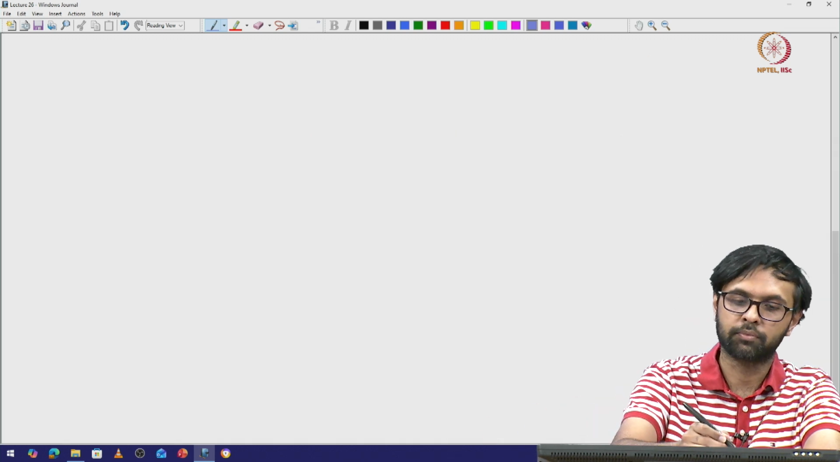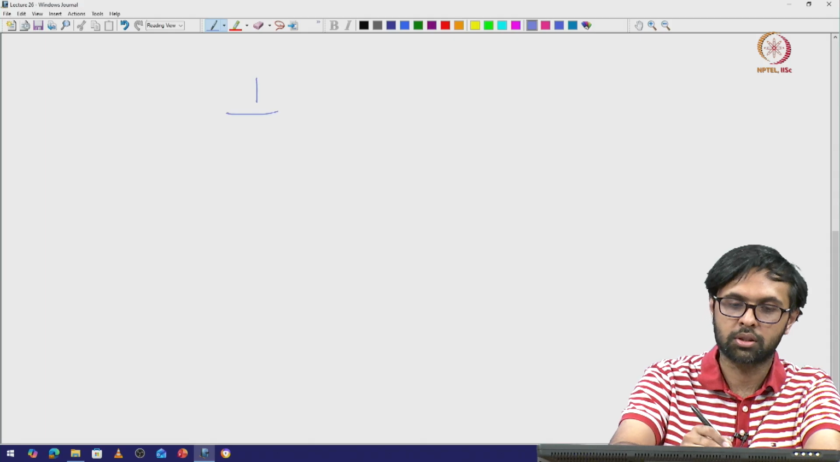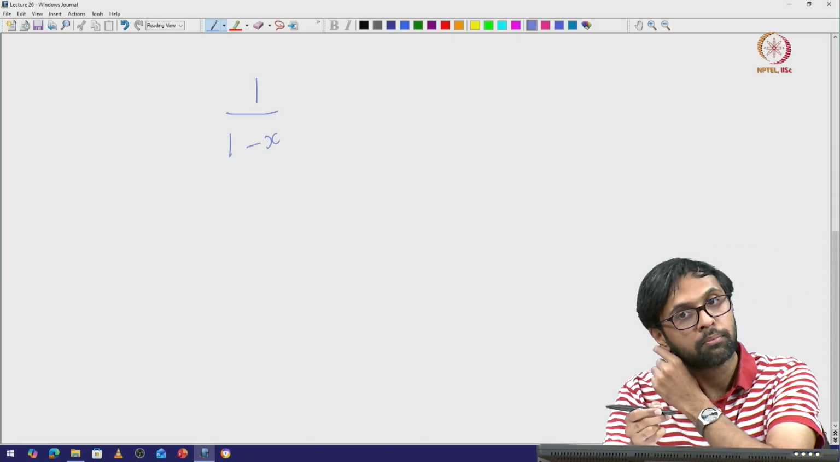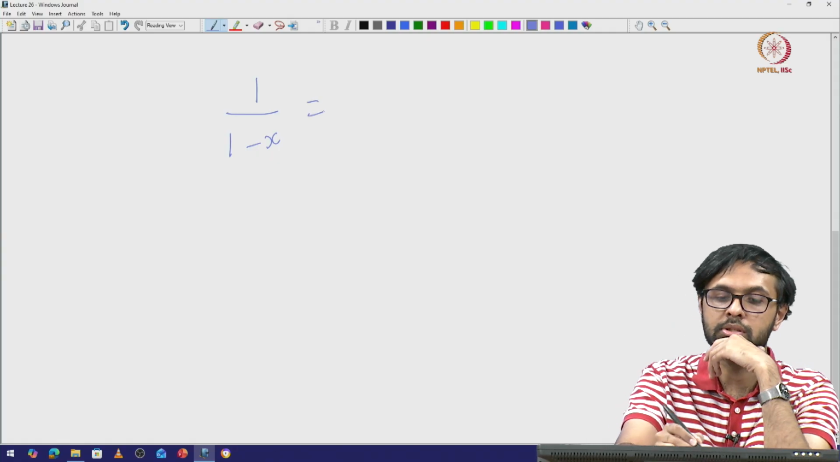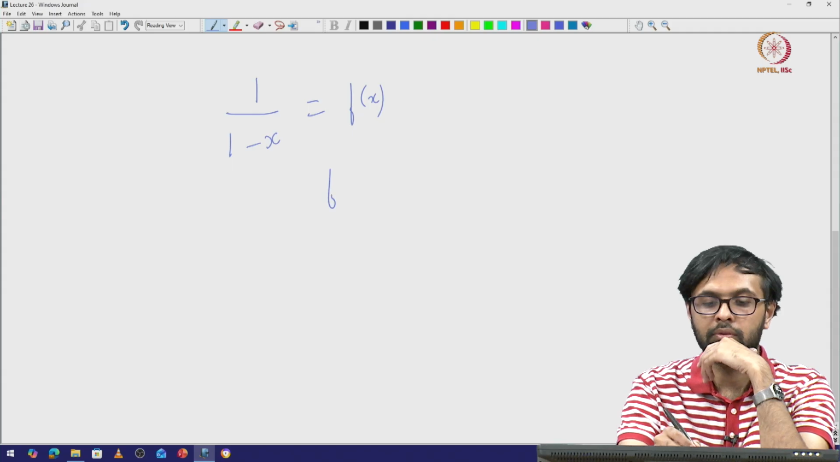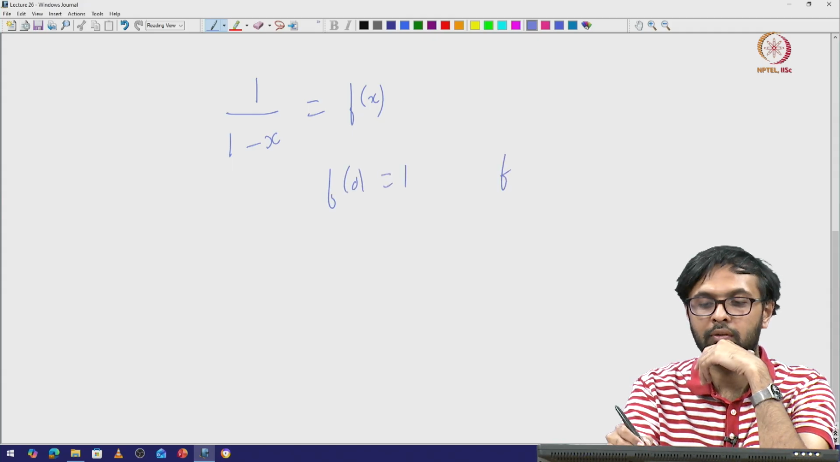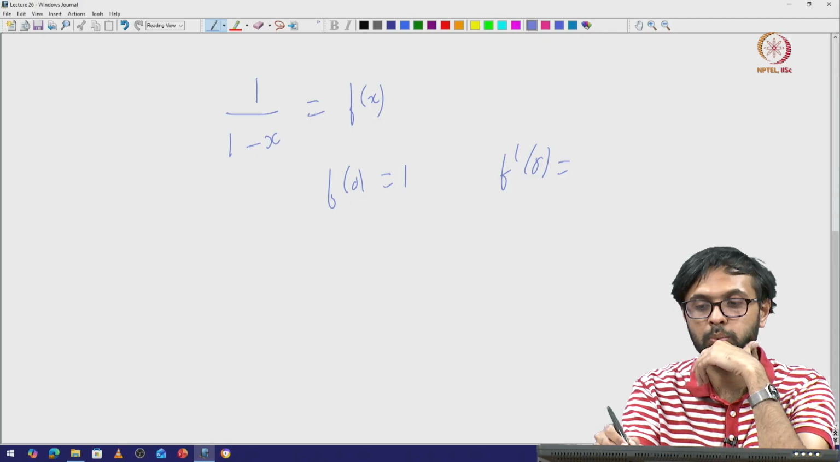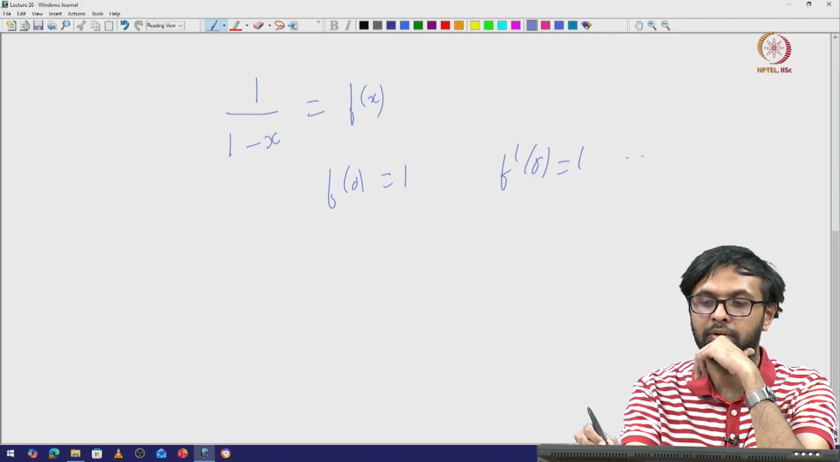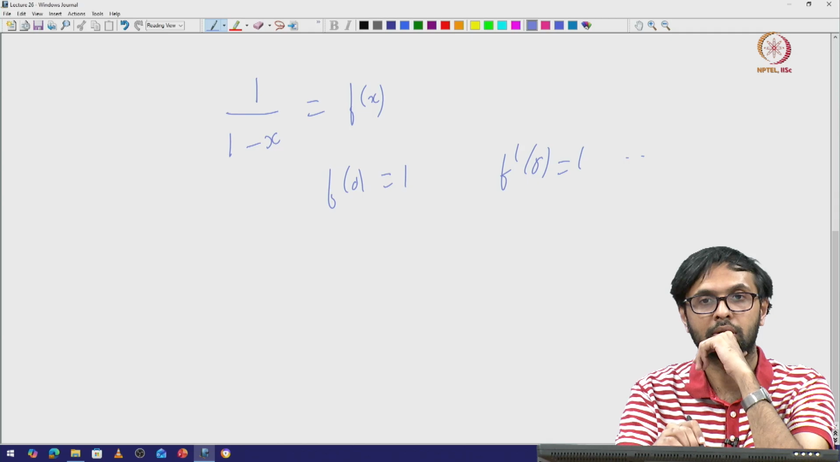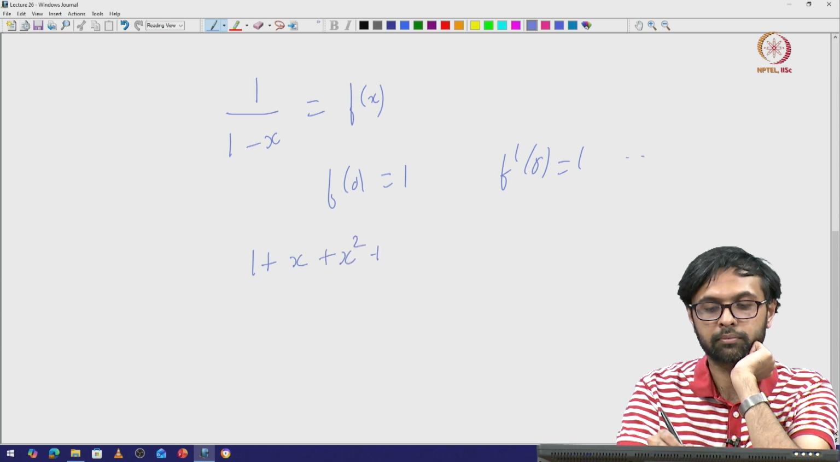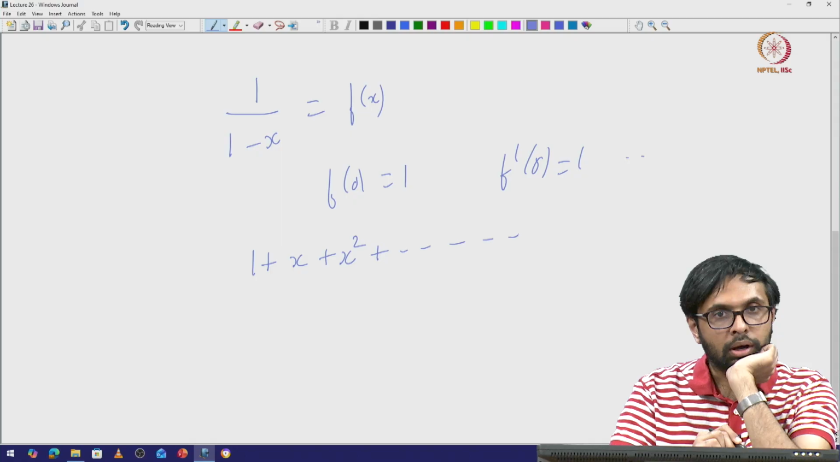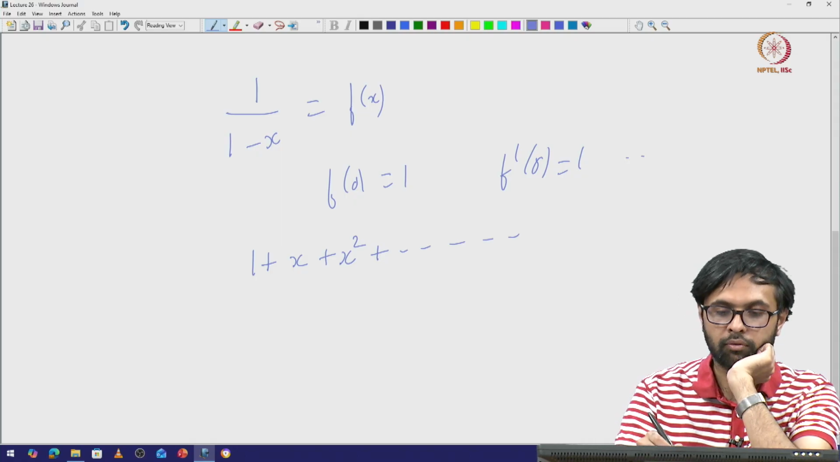So for example, if you take this function 1 divided by 1 minus x, yeah. So if I want to write the Taylor series around the origin, suppose this is f of x, f of 0 is 1, f dash of 0 is also 1, and so on. F double dash is what? Please think about it. The point is, I claim the Taylor series is basically just this. Right. What does it mean for this to converge?